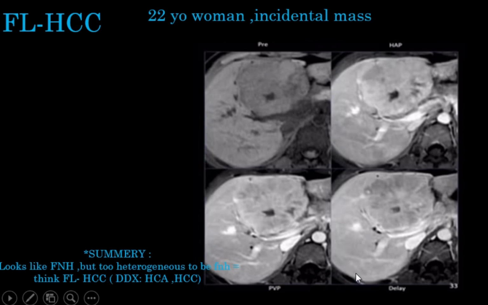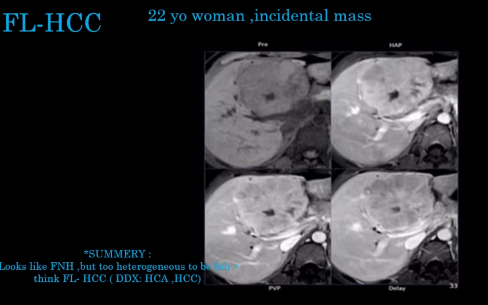Second, fibrolamellar carcinoma is in young patients, which is the same thing as FNH. Again, it's in the young patient, and they look the same. So it's really difficult. Maybe by biopsy. Yeah, by biopsy, definitely. But it's not easy to do the biopsy. You have to come up with a differential diagnosis.